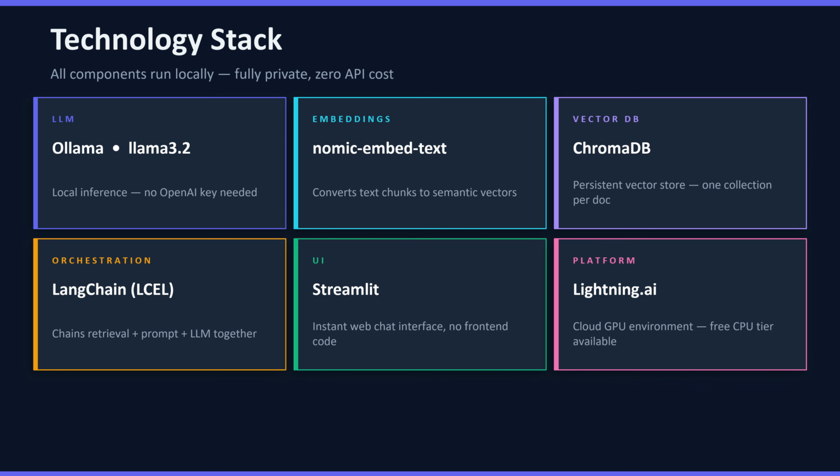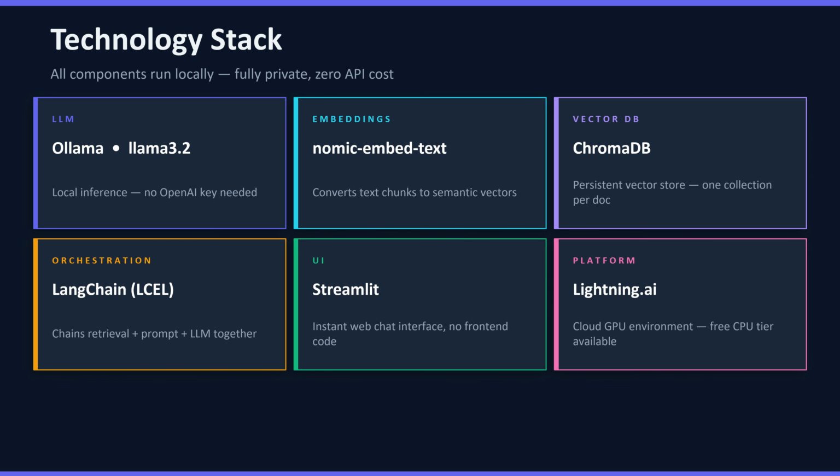Ollama is essentially a runtime that lets you pull and run open source language models on your own machine or any server, the same way Docker runs containers. Llama 3.2 is Meta's 3 billion parameter model, small enough to run on a CPU, good enough to give intelligent answers, and crucially zero API cost, zero data sharing.